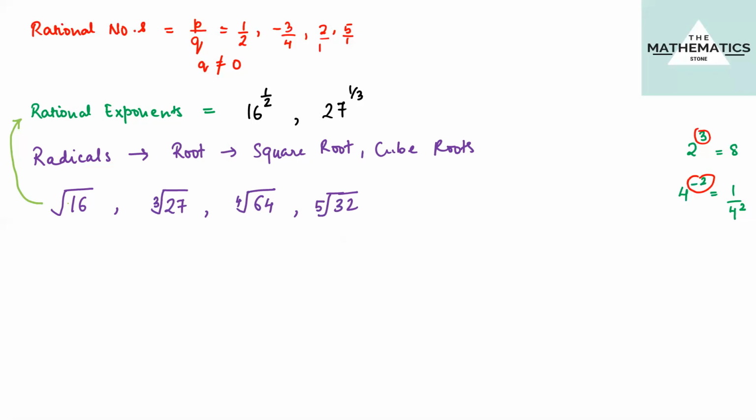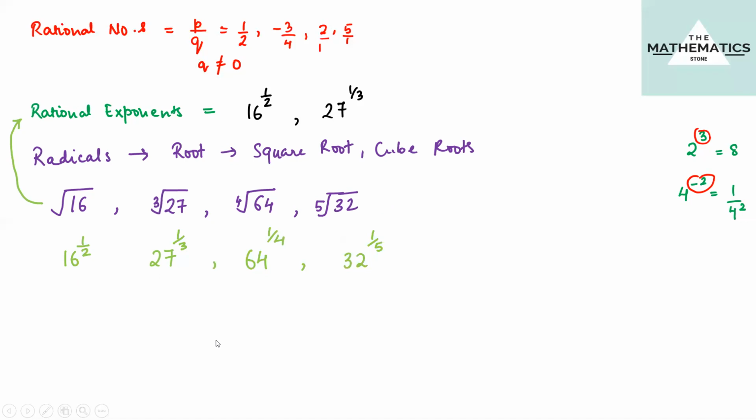So see now, this is a square root. This can be written as 16 raised to exponent 1 over 2. This is cube root, this can be written as 27 raised to 1 over 3. This can be written as 64 raised to 1 over 4. This 32 can be written as 32 raised to 1 over 5. So these are your rational exponents, and they're also called radicals.